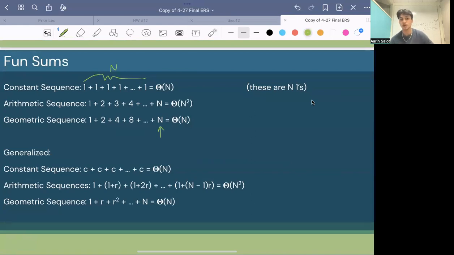For your convenience, we also have the generalized versions of these sequences on the bottom of the slide. Chances are you won't encounter the most basic ones while solving runtime questions, so it's helpful to have these generalized versions on your cheat sheet too.